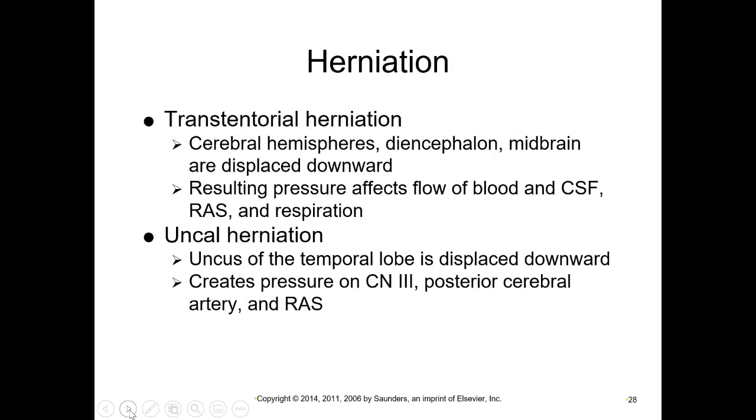Herniation, finally: transtentorial herniation or uncal herniation. Transtentorial is within the cerebral hemispheres. Diencephalon and midbrain are displaced down. The resulting pressure affects the flow of blood and CSF. It affects respirations. Uncal herniation: the uncus of the temporal lobe is displaced down. Pressure on cranial nerve 3, the posterior cerebral artery, and the RAS.